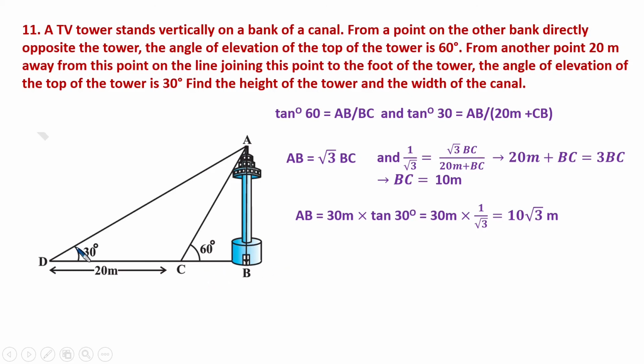So again I can write tan of 30 is opposite side AB by DB, and DB is 30 meter. So AB is 30 meter into tan 30. Okay, because tan 30 degrees is opposite side upon 30 meter. So AB is equal to 30 meter into 1 by root 3. And 30 meters I can write as 3 into 10. So this is 10, and 3 divided by root 3 is root 3. So this is 10 root 3 meter.